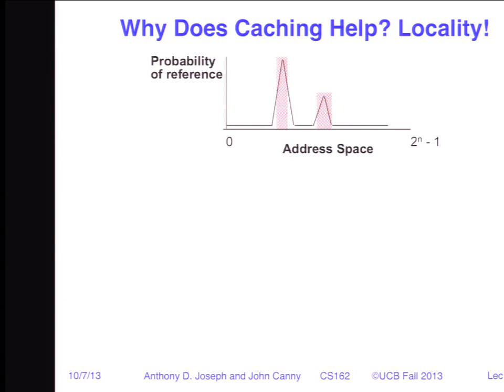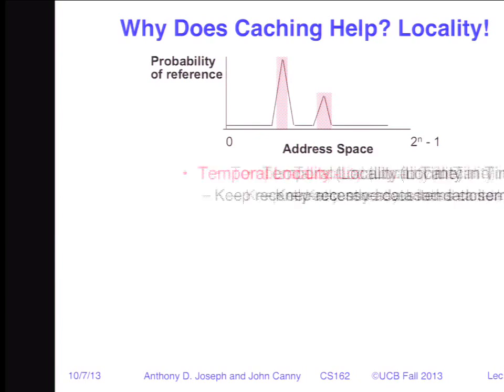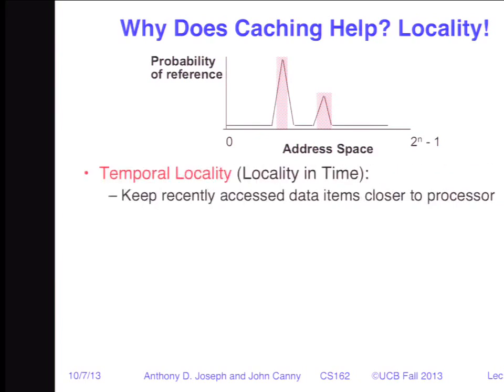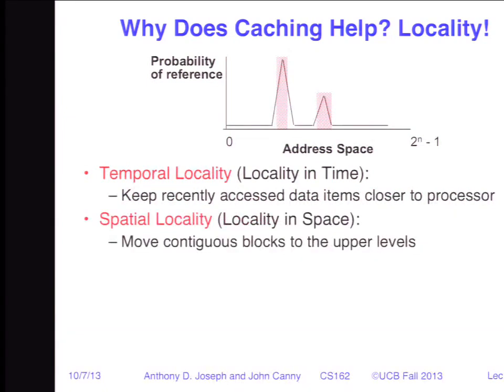There are two aspects to these peaks. One is temporal locality. If we've accessed something recently, we're more likely to access it again in the future. So that's locality in time. The second is spatial locality, and that is if we access something, we're likely to access something near it in the future. So that's locality in space. Typically we'll find in any system, if caching is going to work, we either have temporal locality or spatial locality, or we have both.